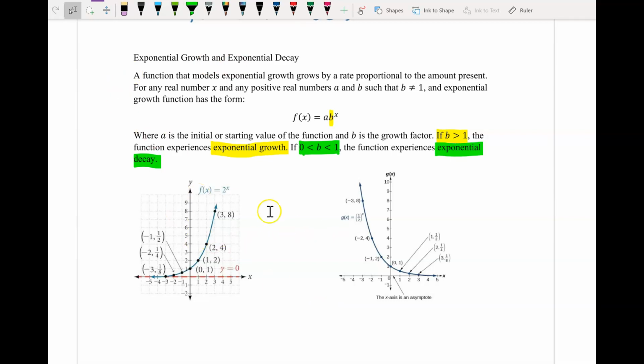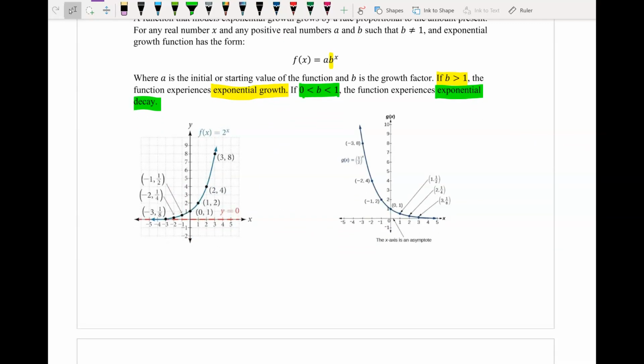All right, so here I give you two different examples. Here is the function f of x equals 2 to the x. You can see that 2 is a b. The b is the thing that has the x. b in this case is greater than 1. So in this case it's 2. This guy will experience exponential growth. You can see the feature of this is that it's going increasingly really, really large. I plugged in a couple points here, and you can see that this is kind of what it looks like.